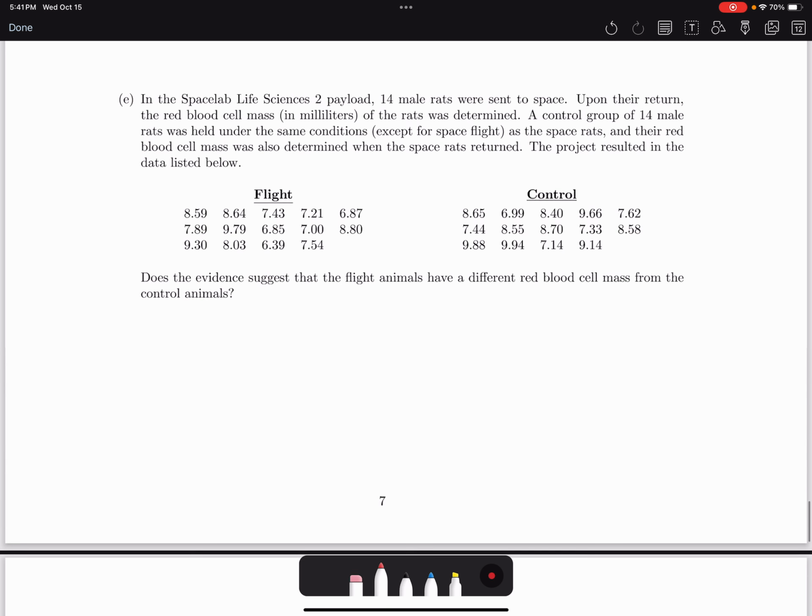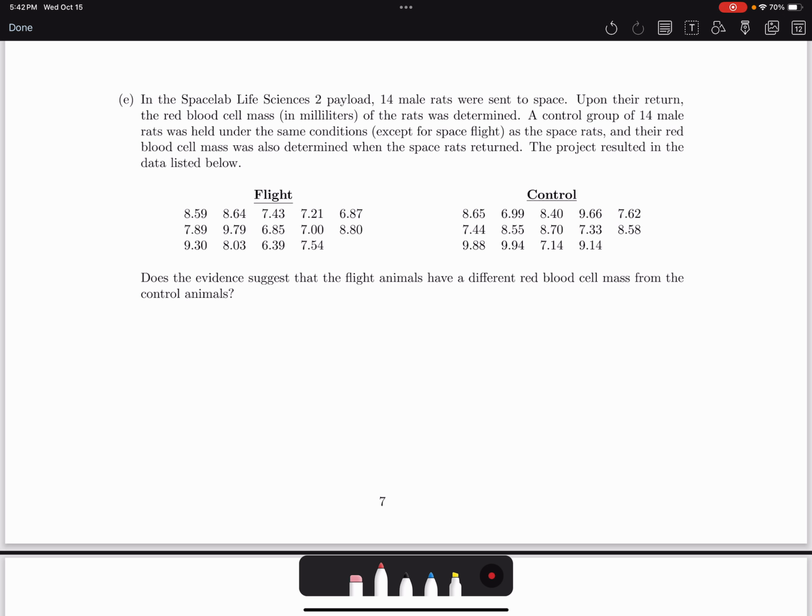Okay, part E. In the Space Lab Life Sciences 2 payload, 14 male rats were sent to space. Upon their return, the red blood cell mass of the rats was determined. A control group of 14 male rats was held under the same conditions except for spaceflight, and their red blood cell mass was also determined. The project resulted in the data listed below. Does the evidence suggest that the flight animals have a different red blood cell mass from the control animals?